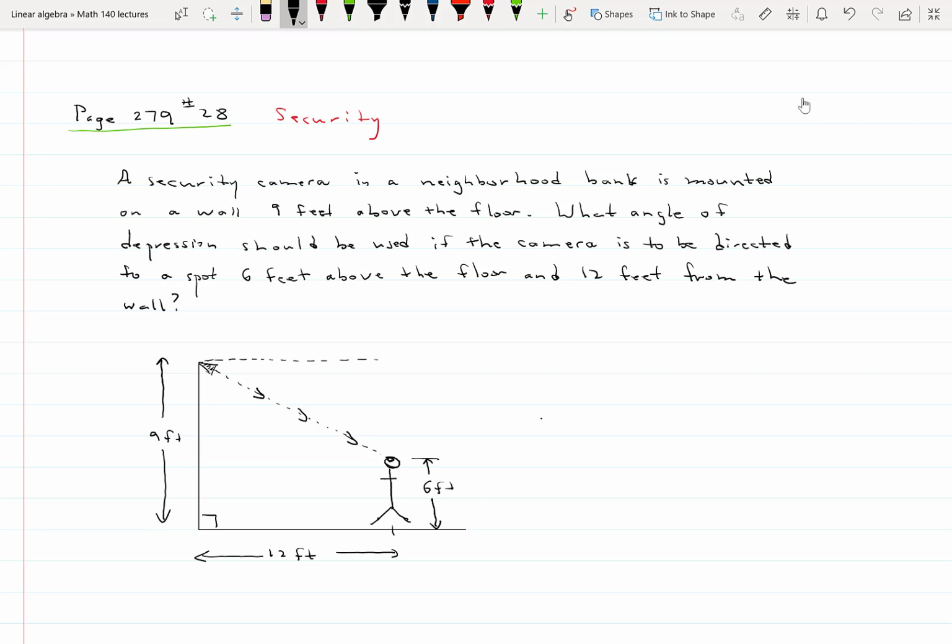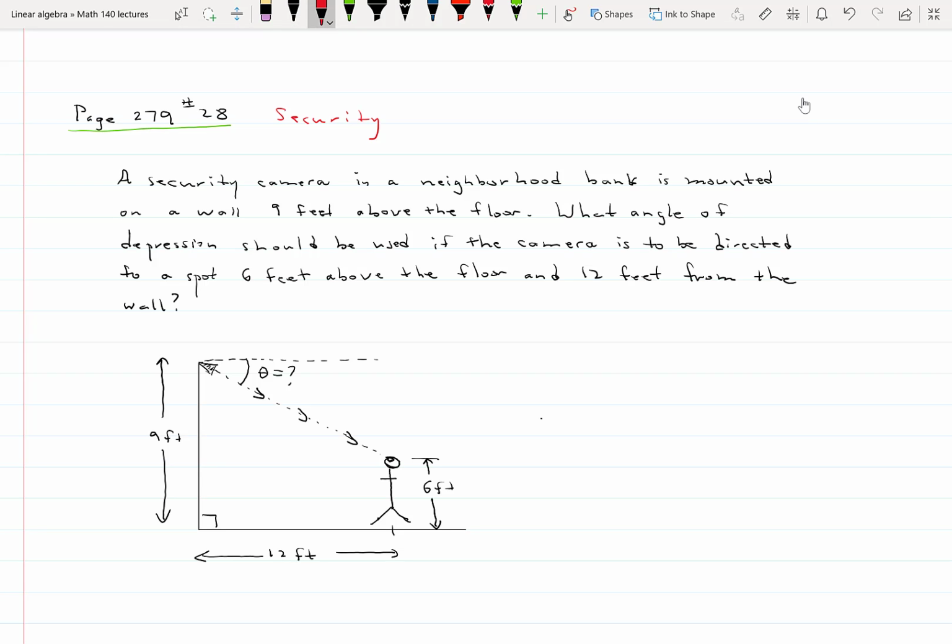Okay, and the question is, what should the angle of depression be? Let's call that theta. Well, we don't have a right triangle here, or do we? It doesn't look like we have a right triangle yet, but we can certainly impose one here.